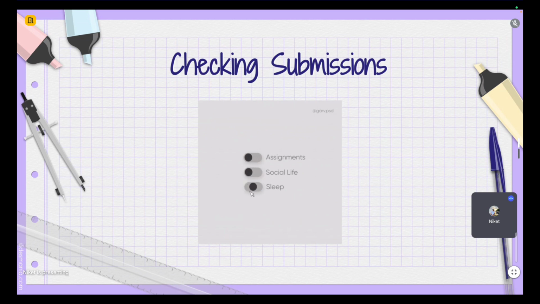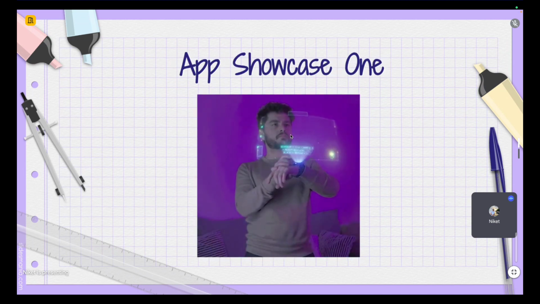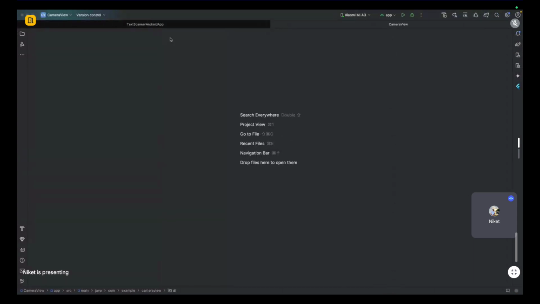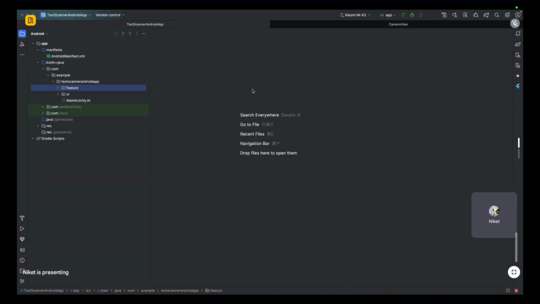So whenever we go to a result screen, we will get a list of the items that we have saved till now. Let me showcase the app and share what we have built so far. Let's go to Android Studio. Just a second.